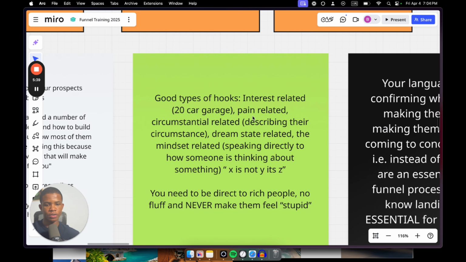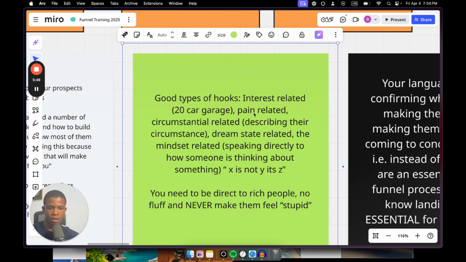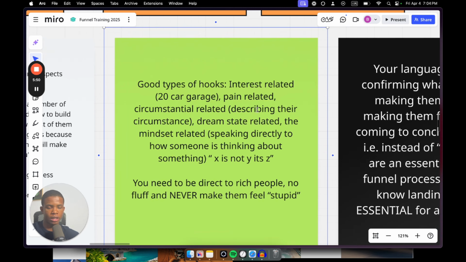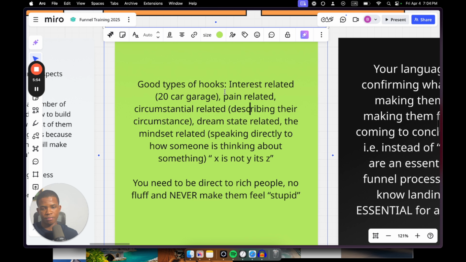So, good types of hooks. You can use interest-related hooks. So let's say you're selling info to young kids. You can use a 20-car garage, or a very nice place, or an airport or a private jet, stuff like that. They resonate with that stuff because they see it and also they aspire to be there.